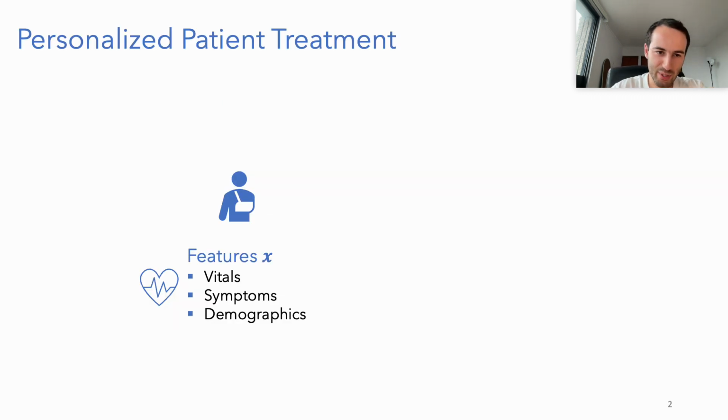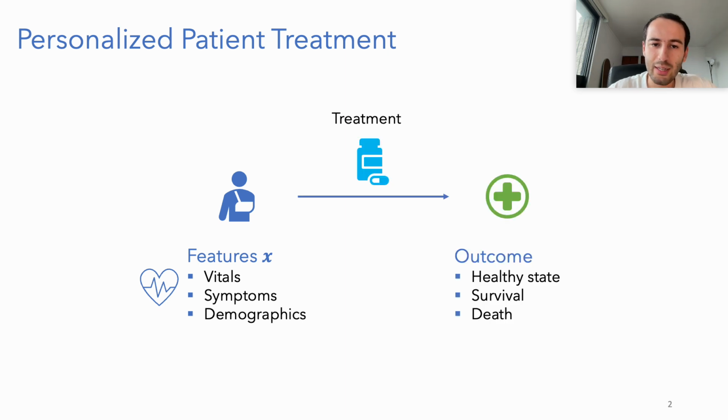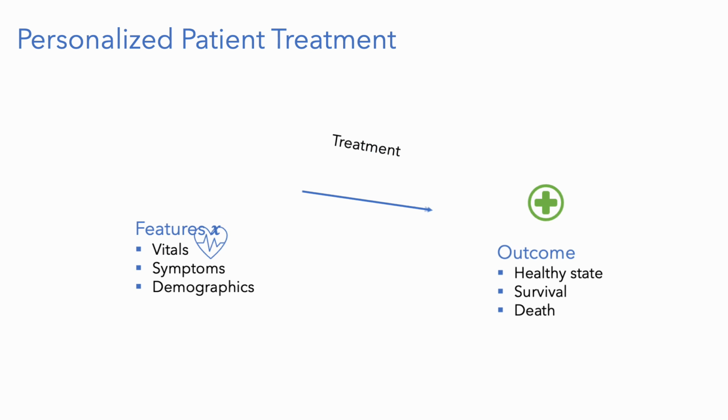Let us start with a motivating example. Consider the problem of personalized patient treatment, where a patient comes to some healthcare facility with given features, say vitals, symptoms, demographics, really anything that informs us on the state of the patient. Then the patient is administered the treatment, and then we observe an outcome.